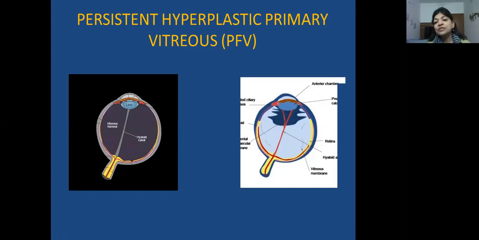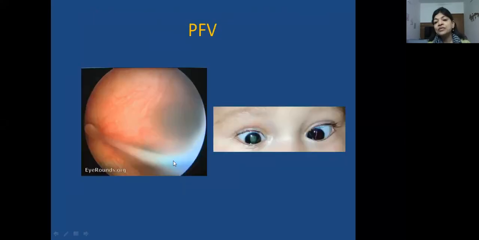Like you can see here, typically kids' eyes which have persistent fetal vasculature get cataract. This is the optic nerve head, and this is a picture of tissue from the lens to the optic disc, and this can even cause retinal detachment because of traction.